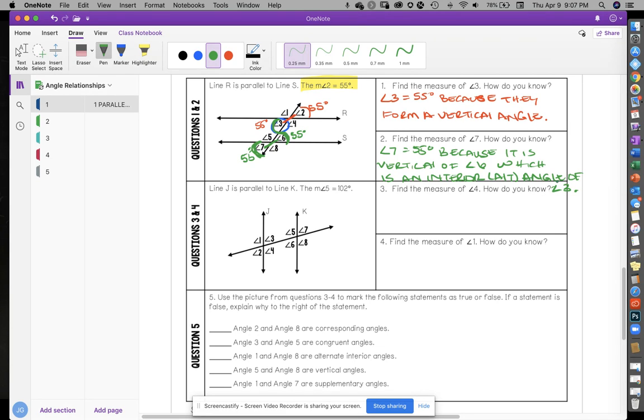All right, you guys are going to do the rest on your own. You're going to do questions 3 and 4 here, and then down here on number 5. And again, you can skip the summary.